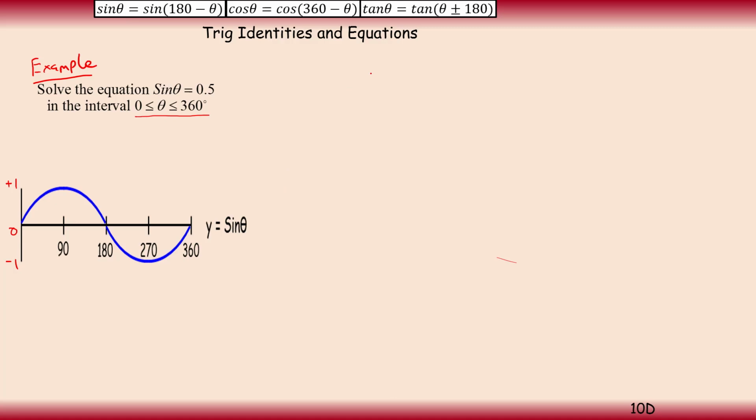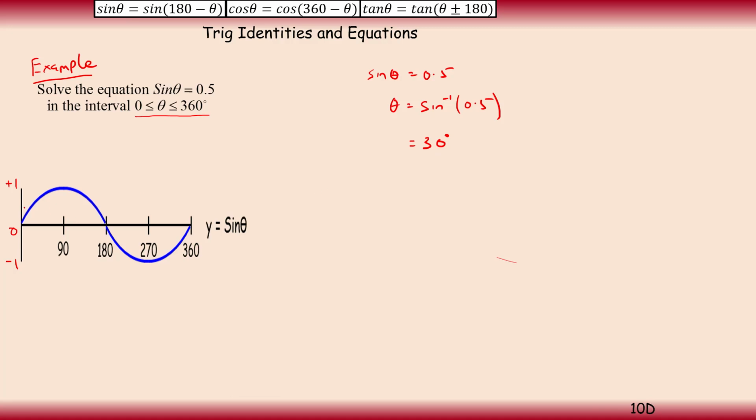Okay, so we have sine theta is equal to 0.5, which means theta is going to be equal to the inverse of sine, sine to the minus 1, of 0.5. Now I know you remember the exact solution, but you can plug that into a calculator and it'll give you 30 degrees, which is fine. That's a solution, but that's not the only solution.